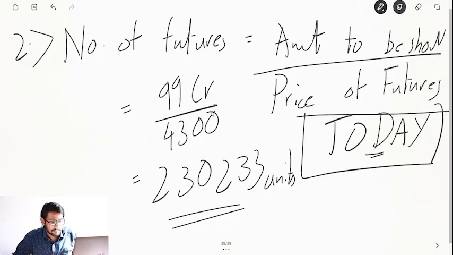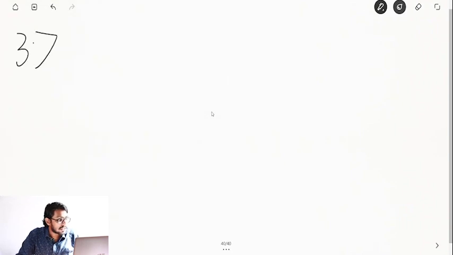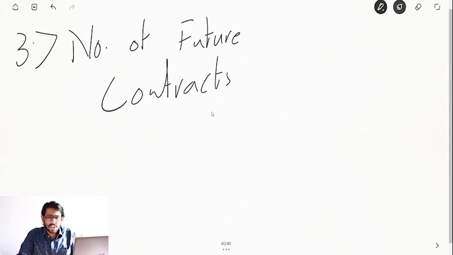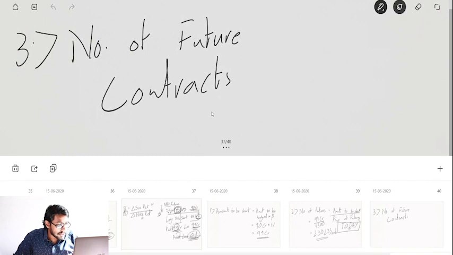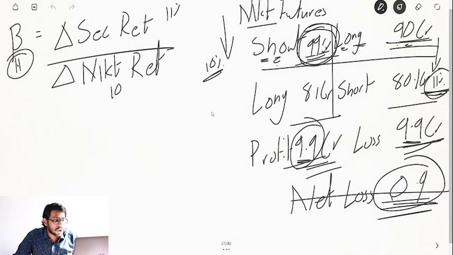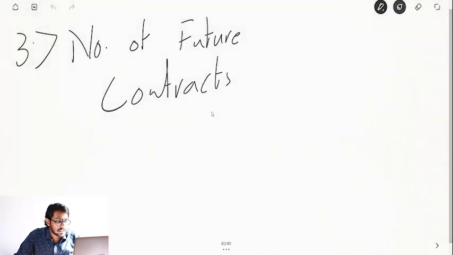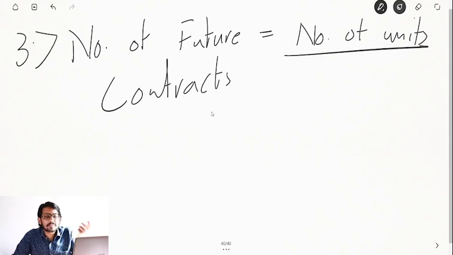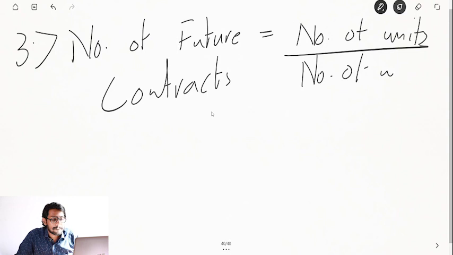So step three, number of future contracts. Number of future contracts to be short. Short or long? Short only. We discussed that over here. Because you are long in the cash market, you are short in the futures market. Okay. So, number of future contracts to be short equals number of units divided by number of units per contract.